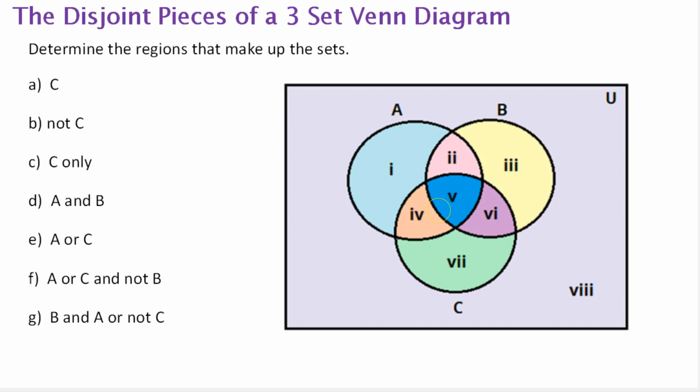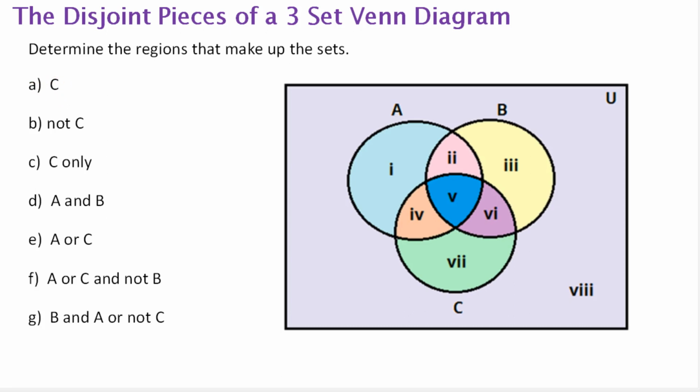So we want to be able to determine for each of these sets what regions make up the set. And then also notice there's a region outside, region 8. Those are elements that are in the universal set, but not in A, B, or C. So first, we're asked to find the regions that make up C.